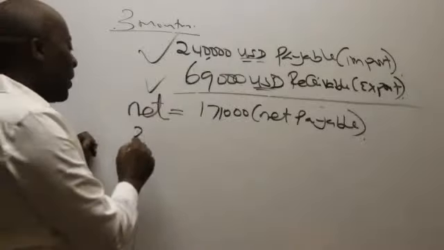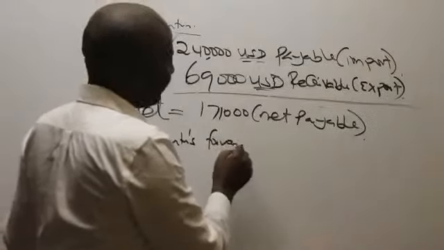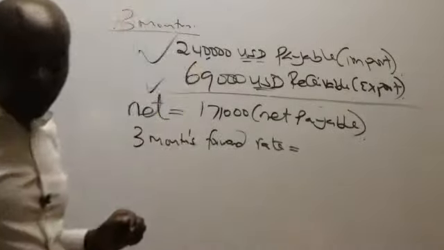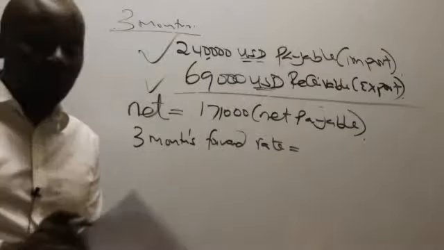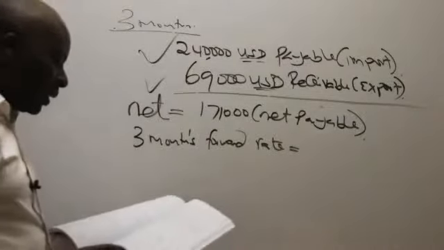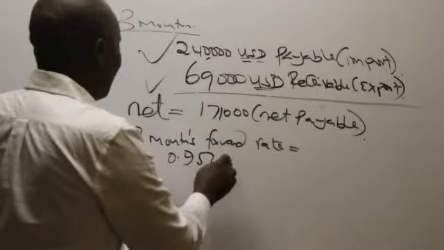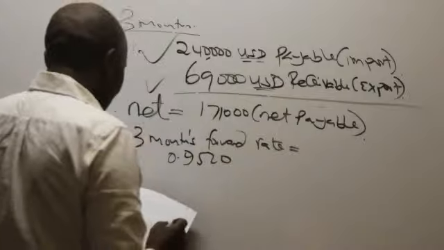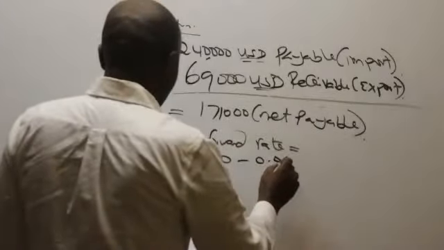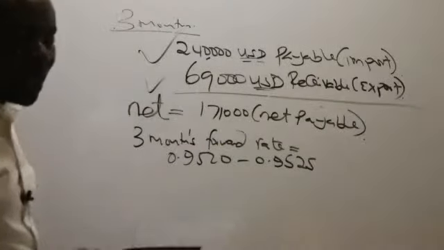Now from there, come and give me the 3 months forward contract rate. I'll be able to read the 3 months forward contract rate here, which they have given us above: 0.9520 to 0.9525. So what do we have here?